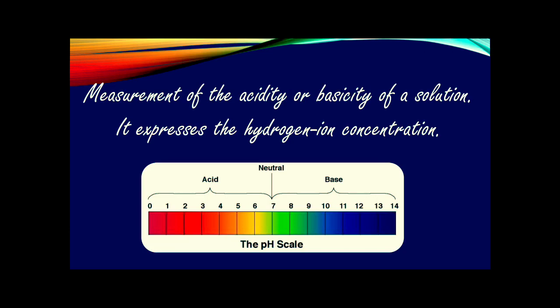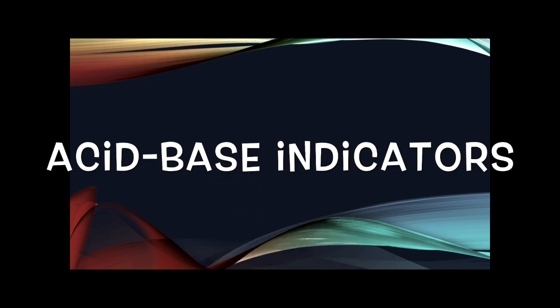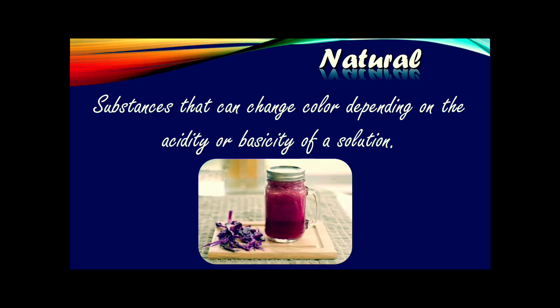This measurement is done by the use of acid-base indicators. These indicators can either be natural or synthetic. The indicators are substances that can change color depending on the acidity or basicity of a solution. An example of a natural indicator is the extract of red cabbage or hibiscus. When they get in contact with an acid solution, they turn to the reds, and if it is a basic solution, they turn to the blues.